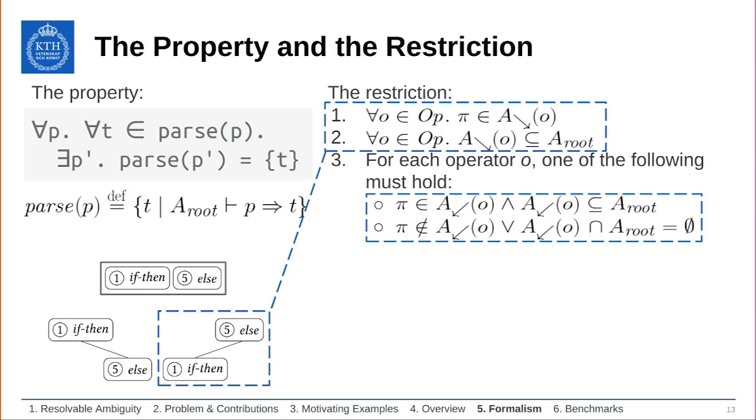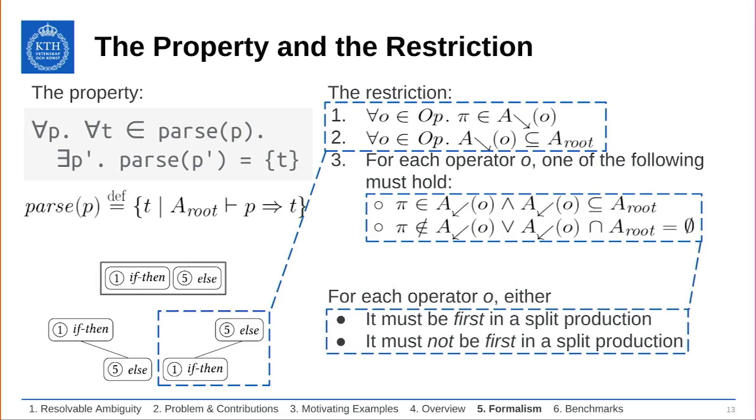The last 2 points can be said slightly simpler as, for each operator, it either must be first in a split production, or it must not be first in a split production. And slightly more intuitively, this means that at the beginning of a split production, there must be something that signifies that it starts now. And this is already true in most programming languages. If, for example, is a very clear signifier that this starts for an if.